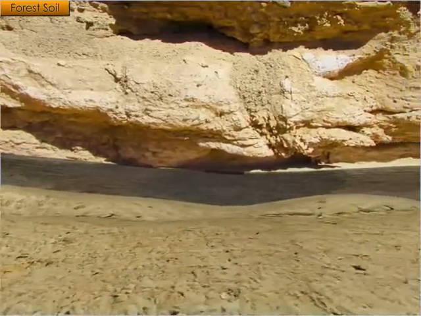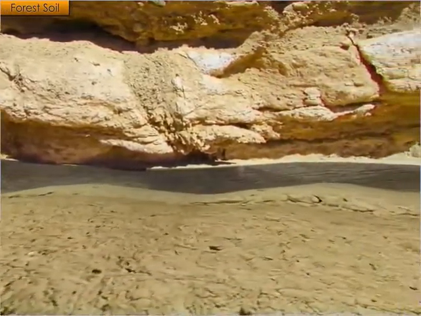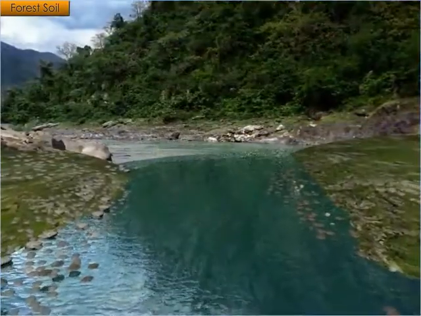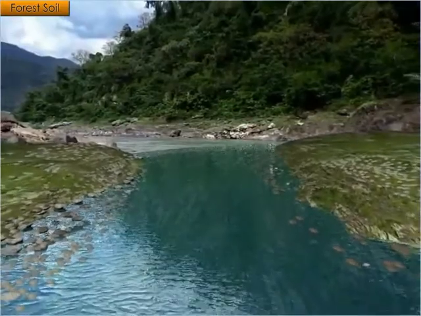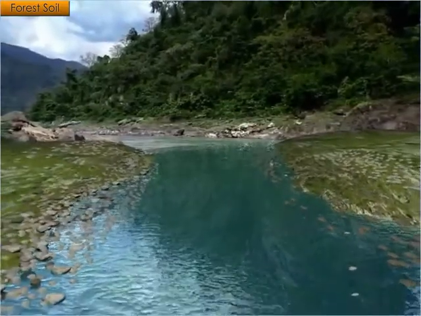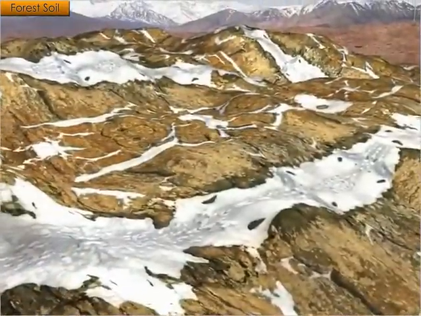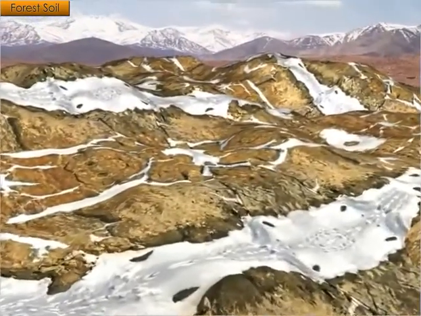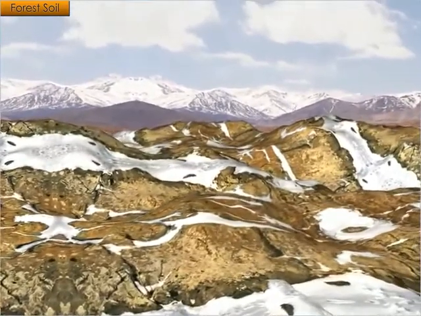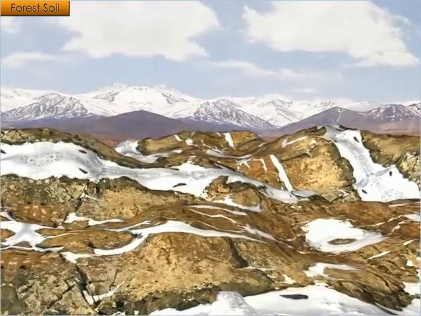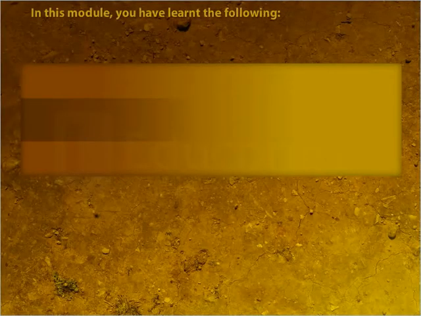In the lower parts of the valley, particularly in the river terraces, forest soil is silty and loamy and hence very much fertile. In the upper valley, the soil is coarse-grained. Due to lack of vegetation in the snow-clad mountains of the Himalayas, the soil is denuded and becomes acidic and lacks humus content. In this module, you have learnt the following.